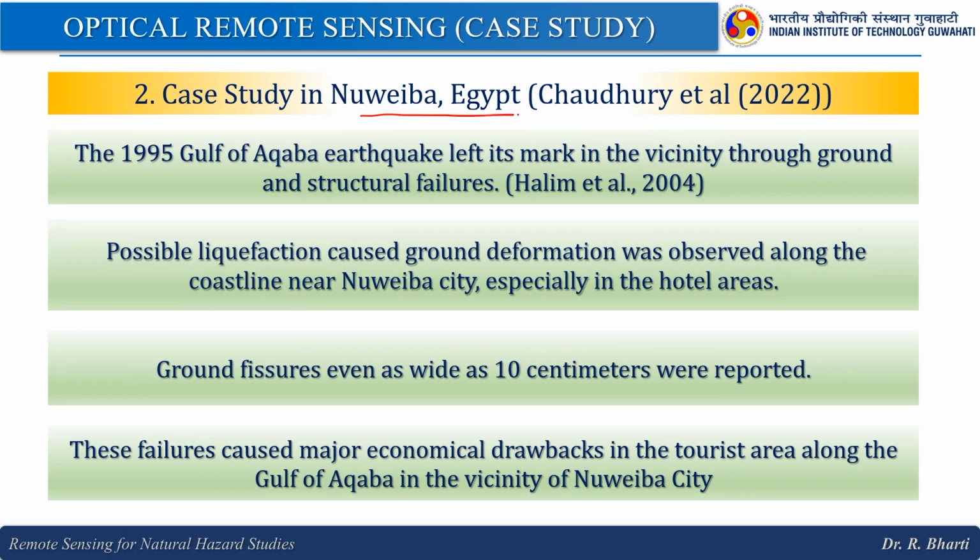So, this is one example of how different remote sensing approaches can be used to develop a method to identify the liquefaction potential zones. So, this is another study from Egypt.